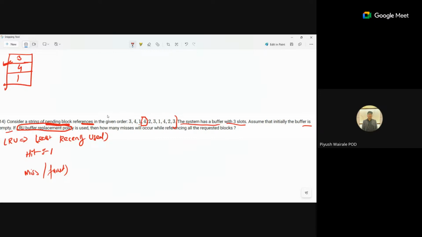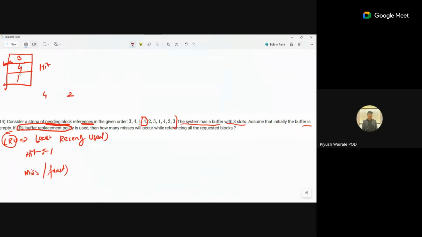Now we are not going to do anything. So this is for 3, 4, 1. For the next element, which was 4, we got a hit here. Now my next element is 2. Now we have this 3, 4, 1. So which element out of these 3 was least recently used? Now we are applying the concept of LRU because my buffer is full.